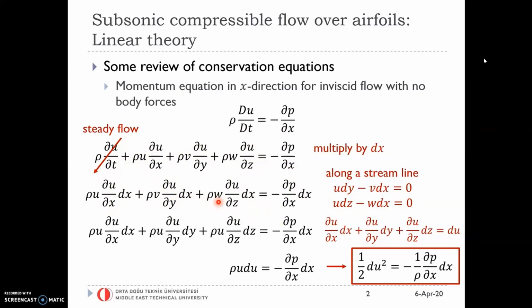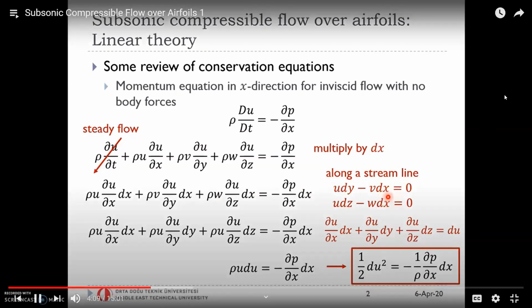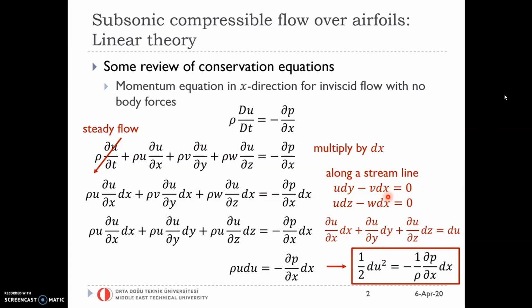Now I'm going to assume that I'm just working along a streamline, such that by using the definition of the streamline, you can write u dy minus v dx equals 0, or, in order to consider the third dimension as well, u dz minus w dx equals 0. These are used in order to calculate the equation of the streamline. You may remember, especially for two-dimensional cases, we were writing dy over dx equals v over u, because the velocity vector is tangential to the streamline at every point along the streamline.